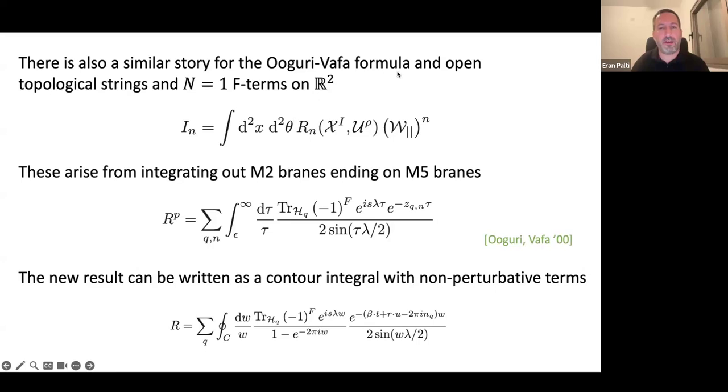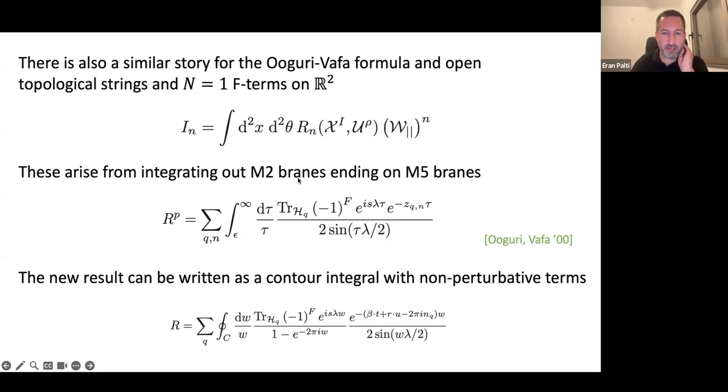There is also an Ooguri-Vafa formula, which is like the open string version of the Gopakumar-Vafa formula. In that case, you do a partial integration of N=1 superspace only, because instead of taking D2 branes, you take D4 branes, with D2 branes acting on D4 branes, and the D4 branes are just filling an R2 subspace of R4. So then you have an integral over an R2 subspace, which is just half the superspace. This is an N=1 F-term. And from the M-theory perspective, this is integrating out M2 branes ending on M5 branes.